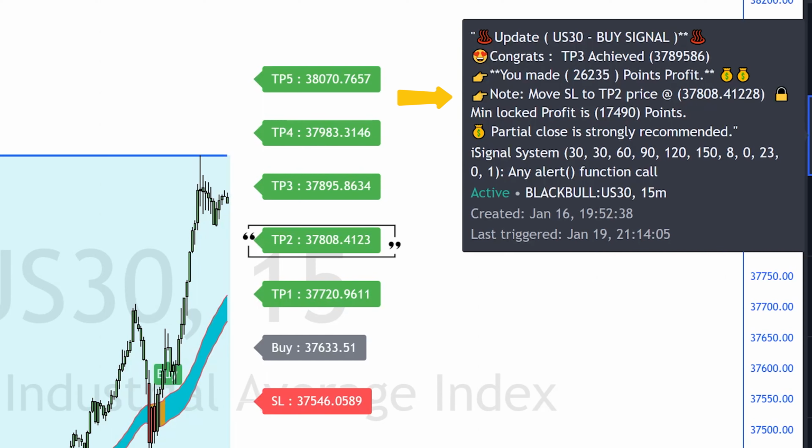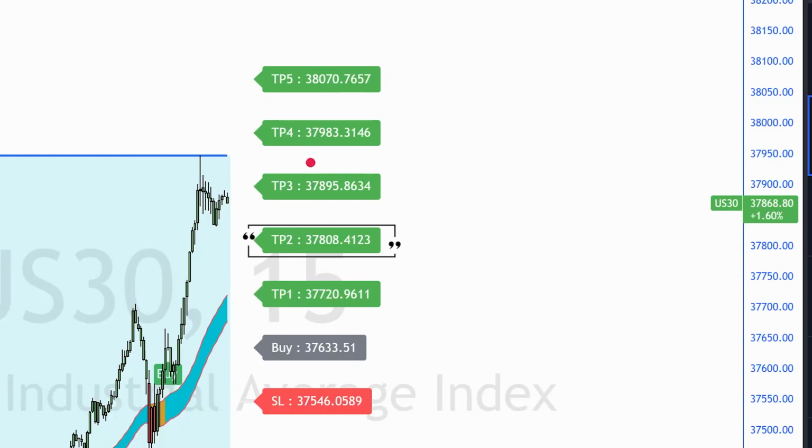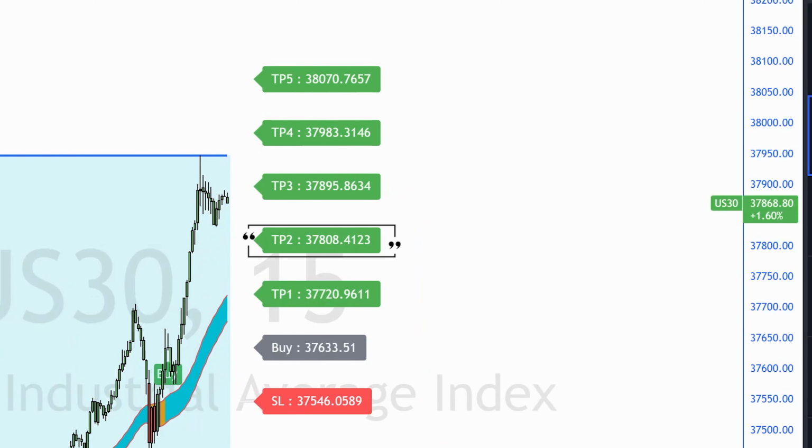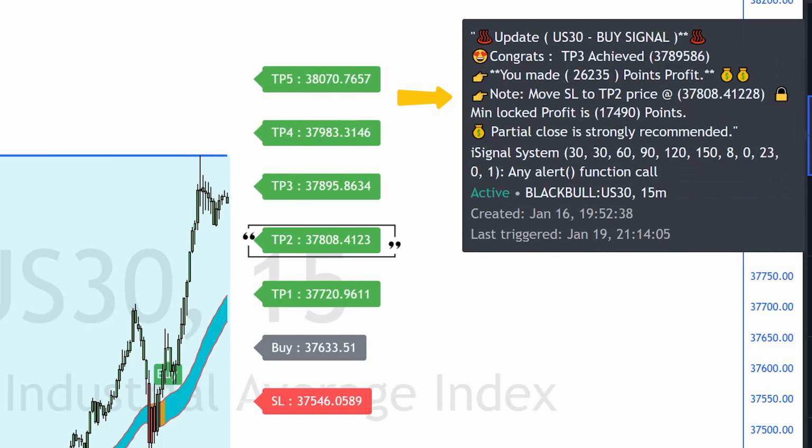It says move stop loss entry to take profit two. Okay, so now you move your stop loss to TP2, which is 37,808. And minimum locked profit now is 174. So now if the price would come back from TP3 and go back down, at least you have locked all this profit from here. This is locked profit. You can't lose it anymore. That's it. That's yours. Okay. So the system has like a trailing stop. As it moves, it sends you an alert to move your stop up.